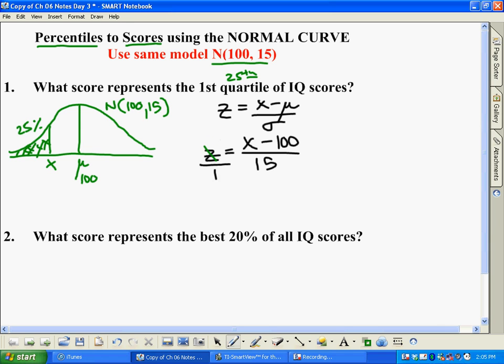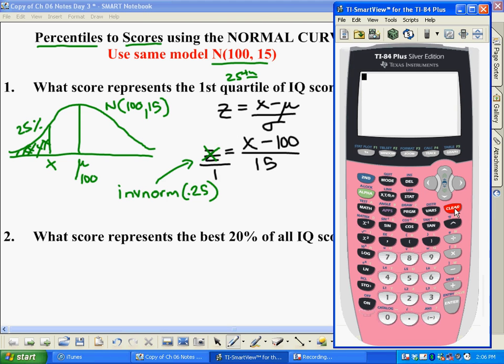To find the z score for that amount, we're going to use a function on your calculator called inverse norm. And we're going to do it of 25% because that's the 25th percentile that we're looking at over there. So go ahead and grab your calculator. I'm going to go and clear mine out. How do you find inverse norm? It's second vars, and it's actually number 3 on the list. So I'm going to go ahead and click on number 3.